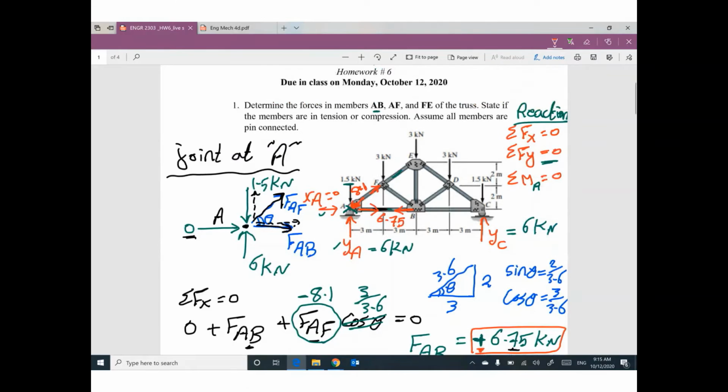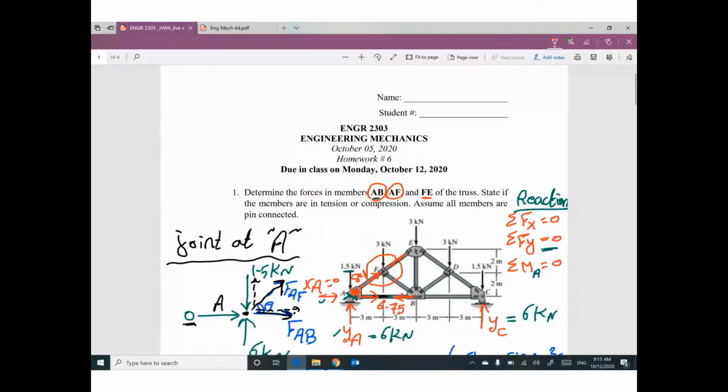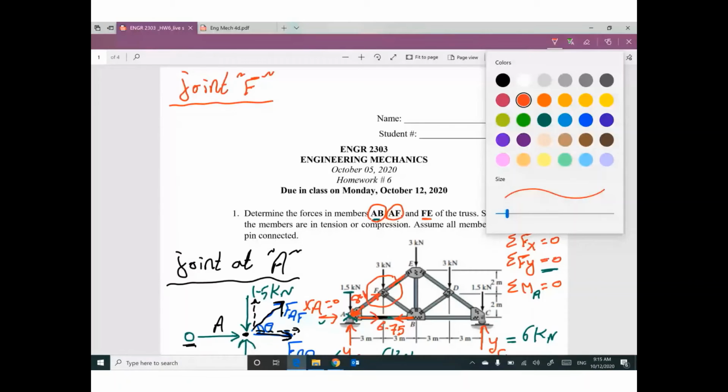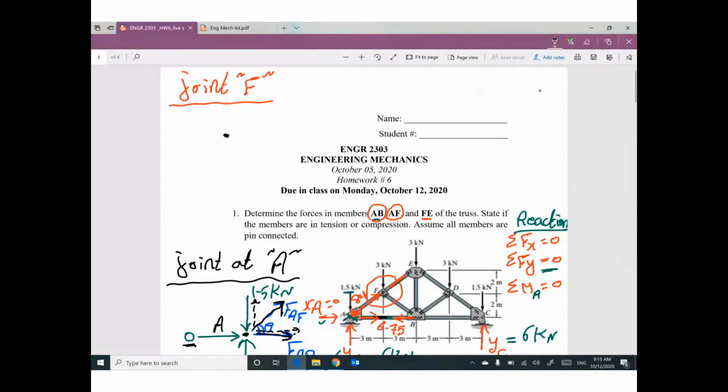I'm done with AB. I'm done with AF. I'm still looking for FE, this one. So I will talk about joint F. For joint F, let me do it here. Be careful when you are drawing joint F. Here is joint F. Everything intersects at joint F. Everything.